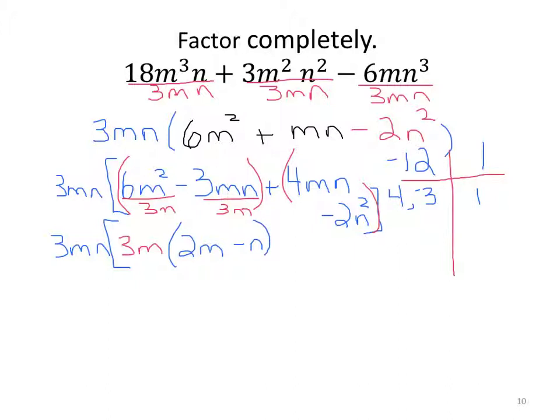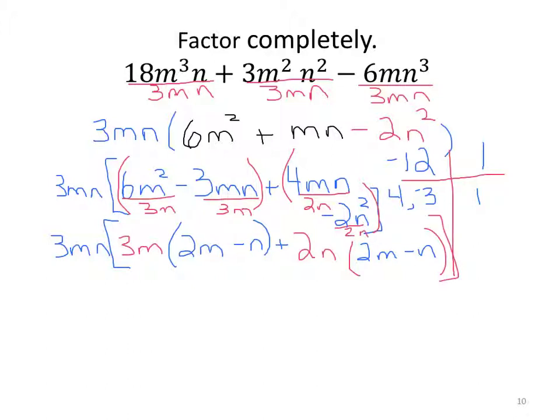And in the second group, you still need that plus. You're going to factor out 2n. So when we factor out 2n, we're going to be left with 2m minus n, because we divide this by 2n also.